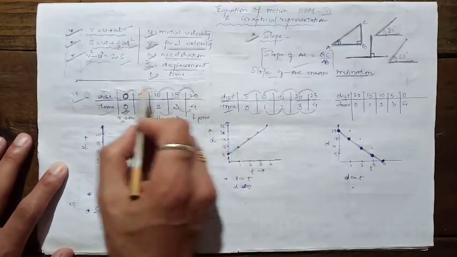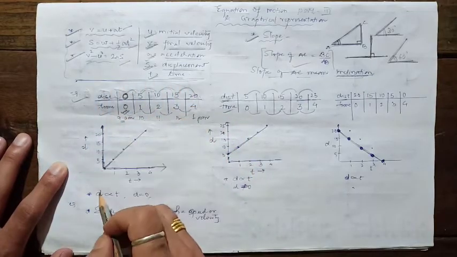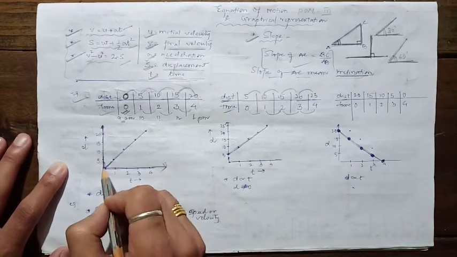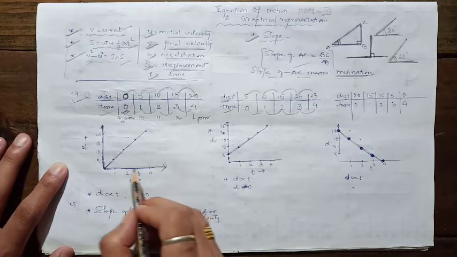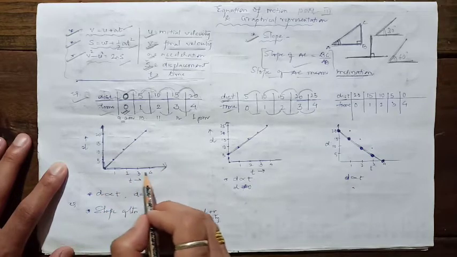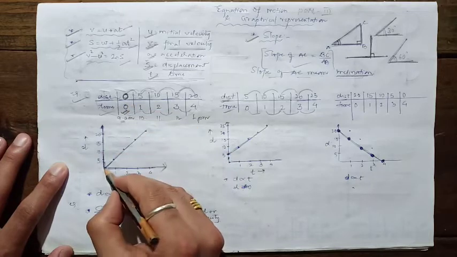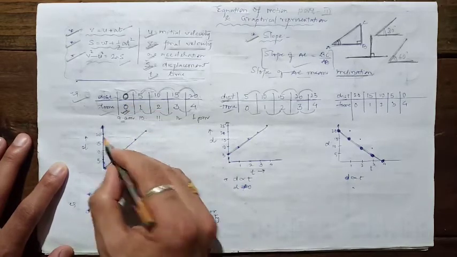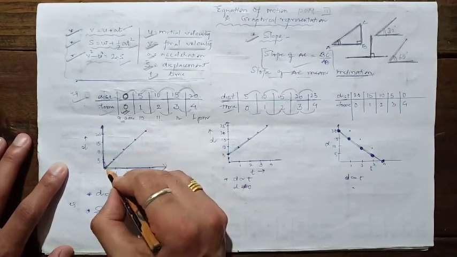If we plot this motion graphically, we'll get a graph like this. Let's plot the distance along the vertical axis and the time along the horizontal axis. So 1, 2, 3, 4, and 5, 10, 15, 20. Now start plotting: 0, 0; 1 for 5; 2 for 10; 3 for 15; and 4 for 20. If I join all this set of points, I'll get a straight line.